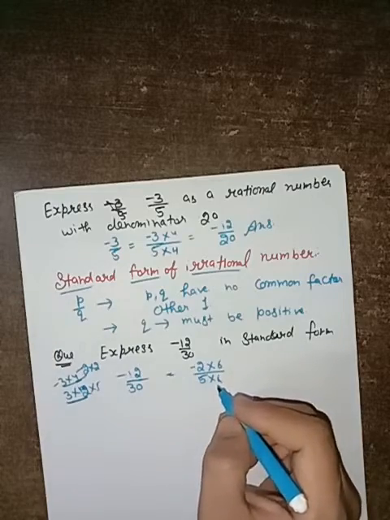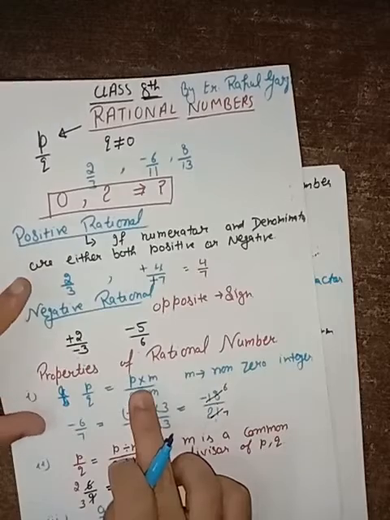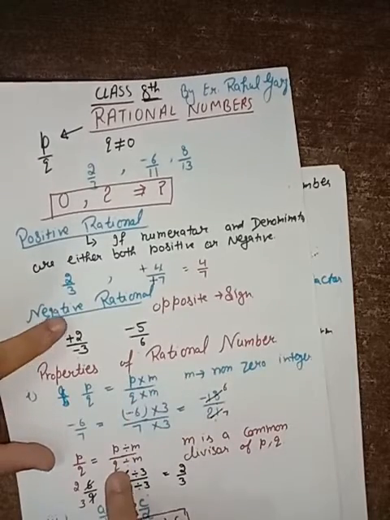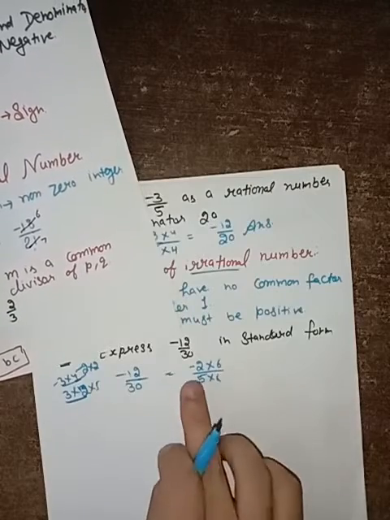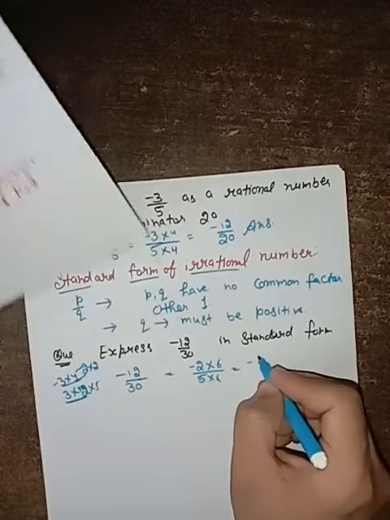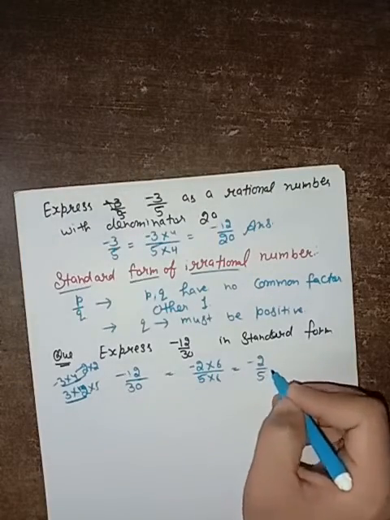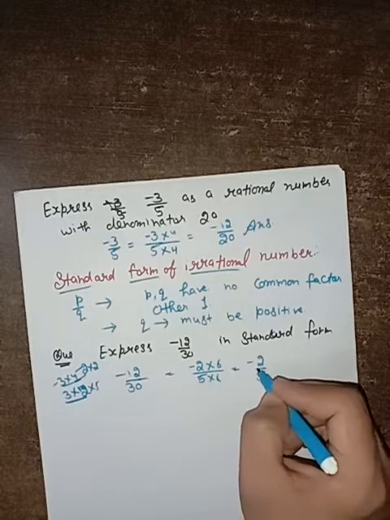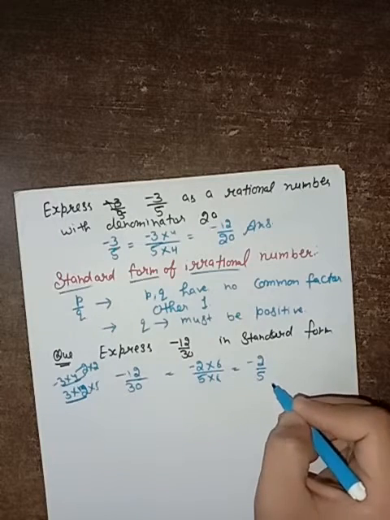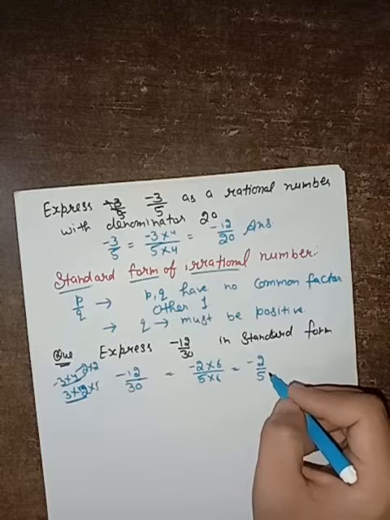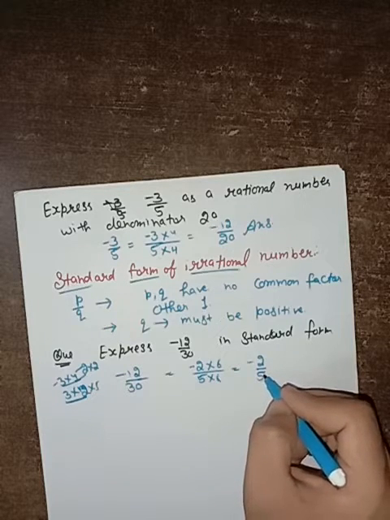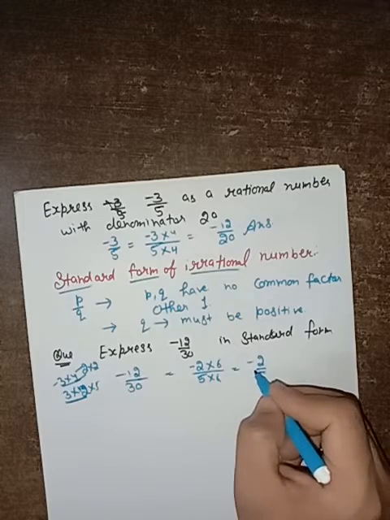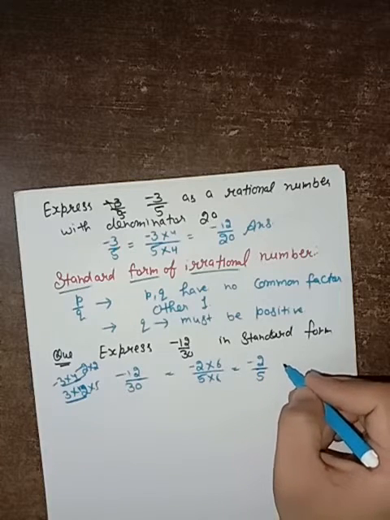We are using here our property again. If p by q is written in this form, then it must be equal to minus 2 divided by 5. Here if you see, 2 by 5 have no common factor other than 1, and in the denominator, q is 5, which is not negative, it is positive, and hence it is a standard form.